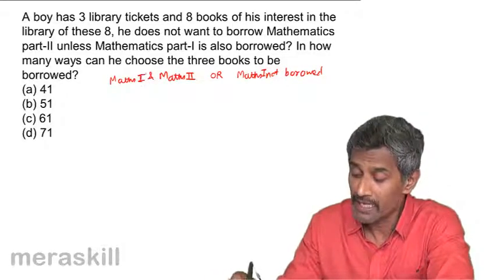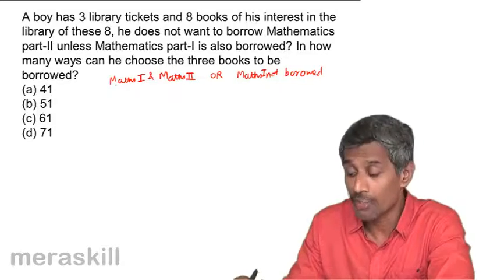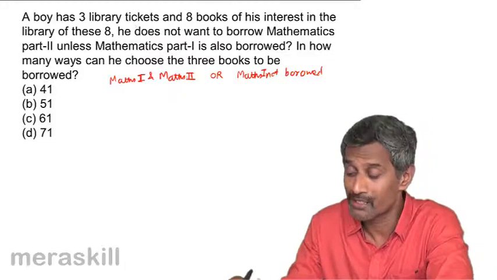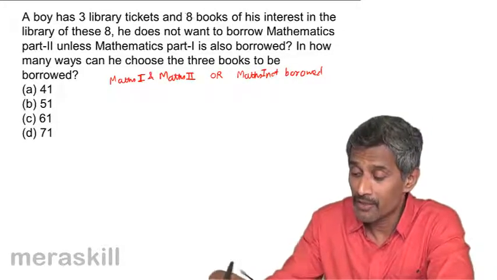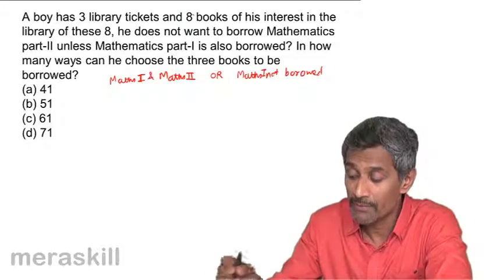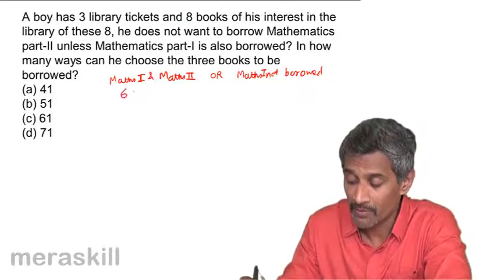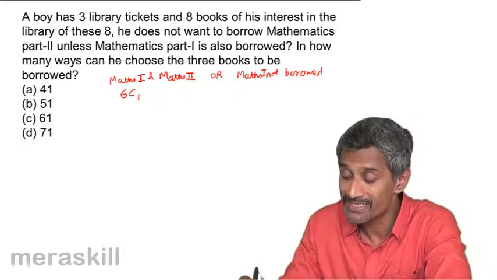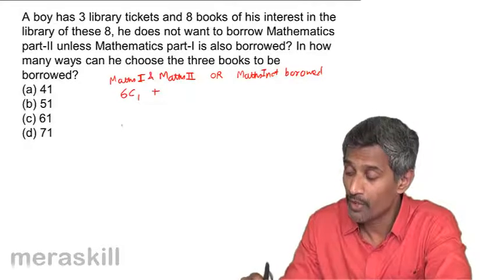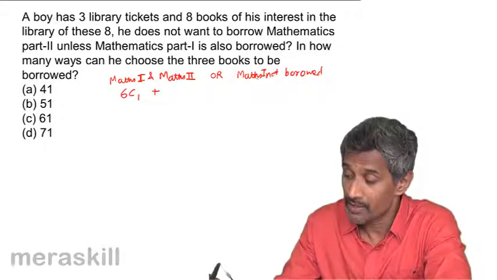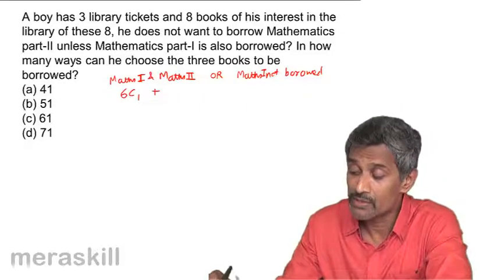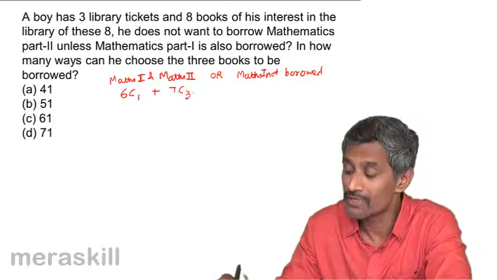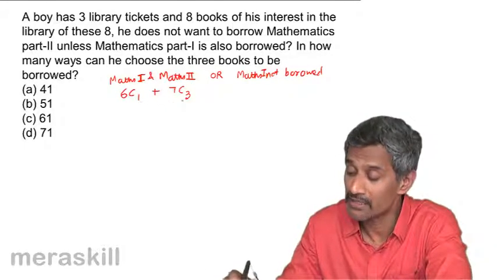So this is a case wherein Maths 1 and Maths 2 are already removed out of that. That is, 2 of the library tickets have been used for Maths 1 and Maths 2. That means 2 of the books are already chosen. So out of the remaining 6 of them, 1 has to be chosen because 2 of them have already been chosen. So it's going to be 6C1. So the other books, remaining 3, have to be now chosen out of 7. So 7C3 plus 6C1 is the way.